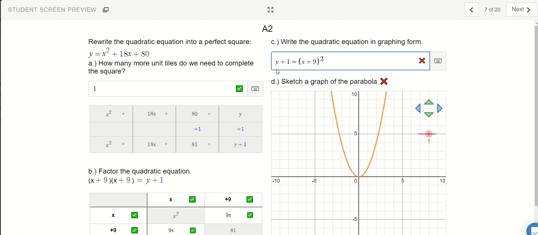All right, not quite done yet. Notice that when we added +1 to both sides, there's a 1 next to the y now, and that's because we added 1 to both sides.